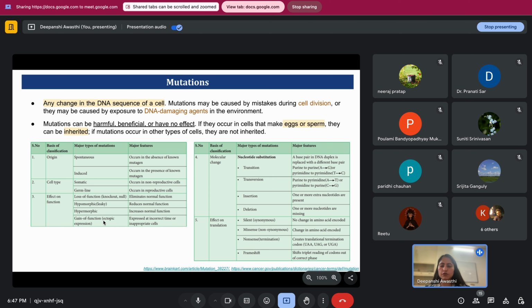And there could be gain of function mutations also, which are expressed at an incorrect time or in inappropriate cells. Whenever that function is not required, it has still gained the function. So that is also one of the outcomes of mutation.